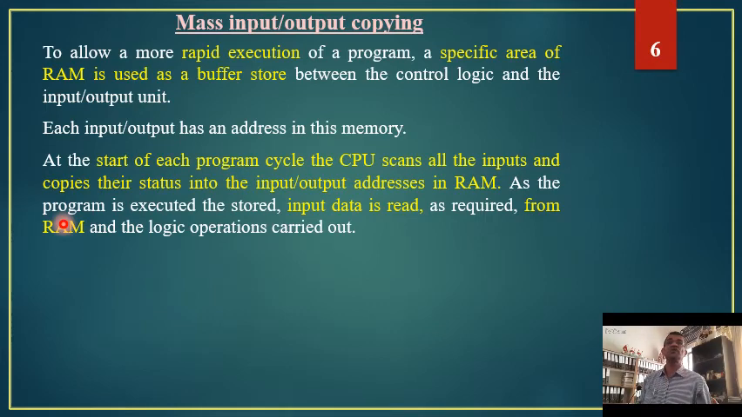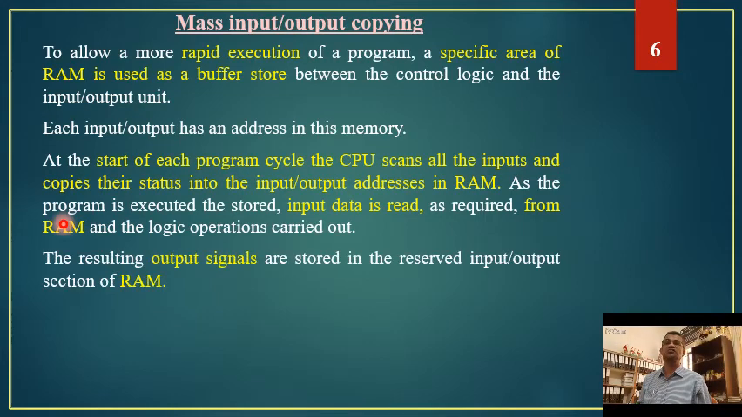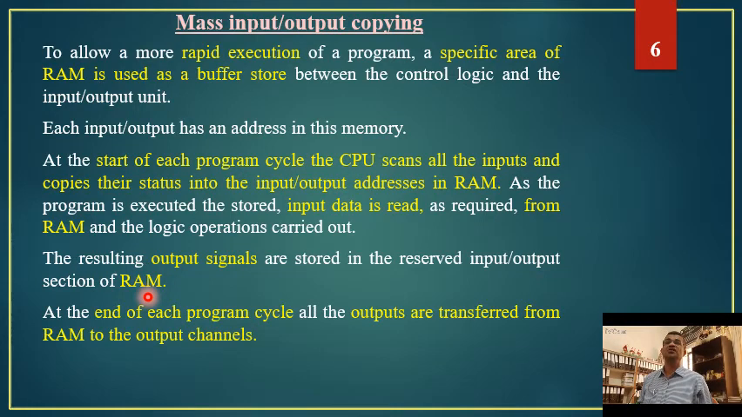That is how this mass input output copying processor works. The resulting output signal are stored in the reserved input output section of the RAM itself, and later whenever they are needed, they are used. At the end of each program cycle, all the outputs are transferred from RAM to the output channel. So when 1000 inputs are been scanned and processed, that processing will give the output, and all those outputs are been kept in a reserved location in the RAM.